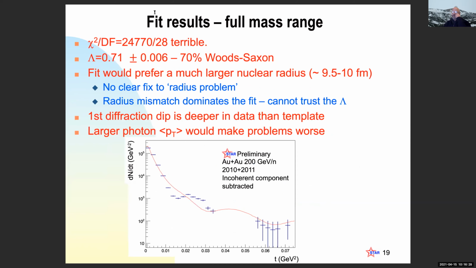And here shows the fit results. And the immediate thing you note is this fit is terrible. Chi-squared per degree of freedom is almost 25,000 for 28 degrees of freedom. It's terrible. If you want to believe it, you get about 70% Woods-Saxon. The problem, of course, is that the fit would prefer a much larger nuclear radius, 9.5 to 10 fermi. There's no clear solution here. The radius mismatch dominates the fit.